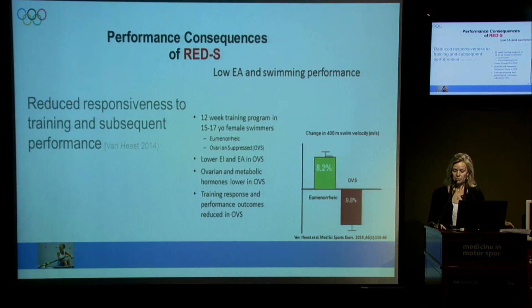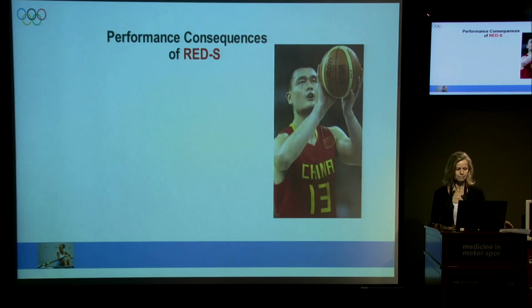So when we look at them, as you can see, the change in velocity from a 400-meter swim was 8.2% faster than the previous in the group of eumenorrhea with normal energy availability, and the ovarian suppressed were slower than their original time. So this is one study that I can show an athlete. Do you want to swim faster? Do you want to run faster? Then we must balance your energy intake.